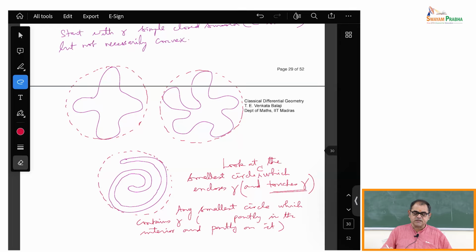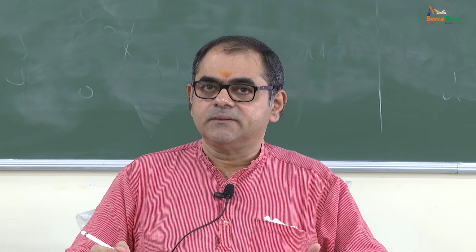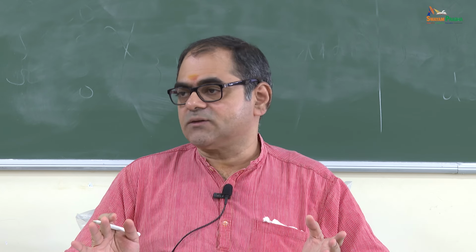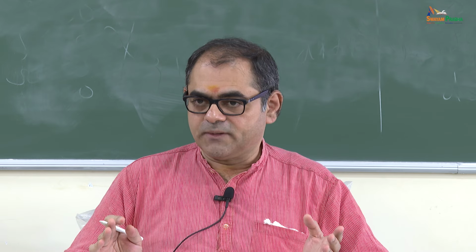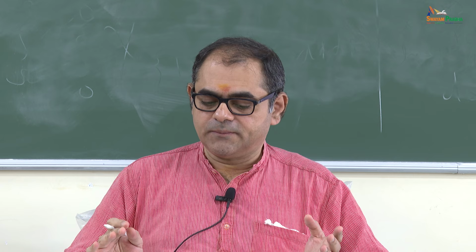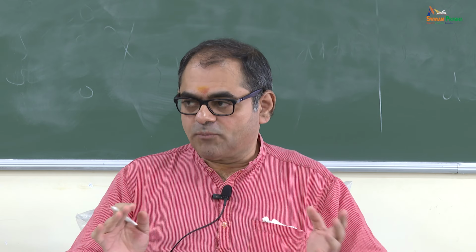So when I say the circle contains gamma, points of gamma can lie in the interior of the circle, and some of them can lie on gamma themselves. Such a circle has to touch gamma. So this is a remark, and essentially it uses the openness of the interior of a circle, which is a topological thing.